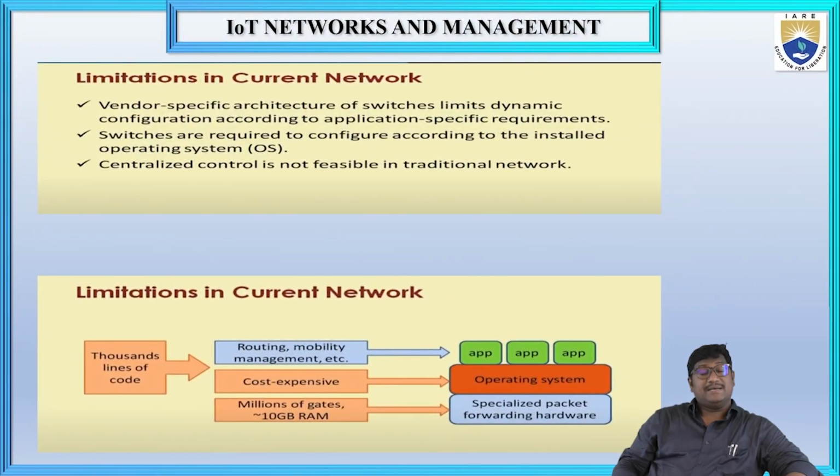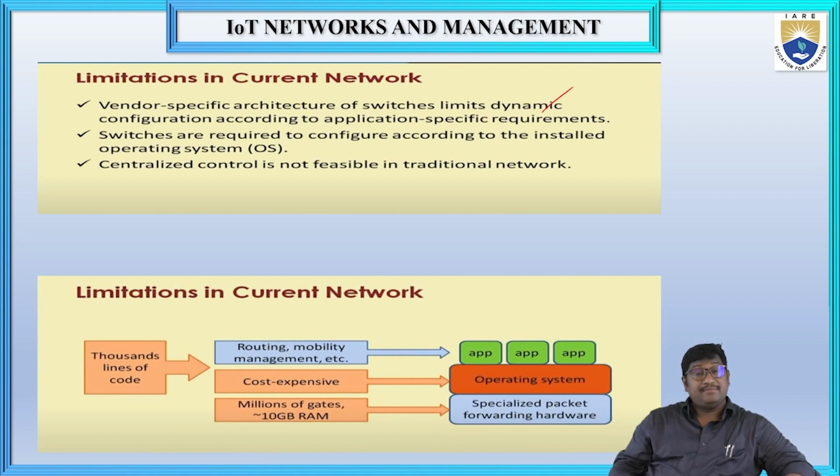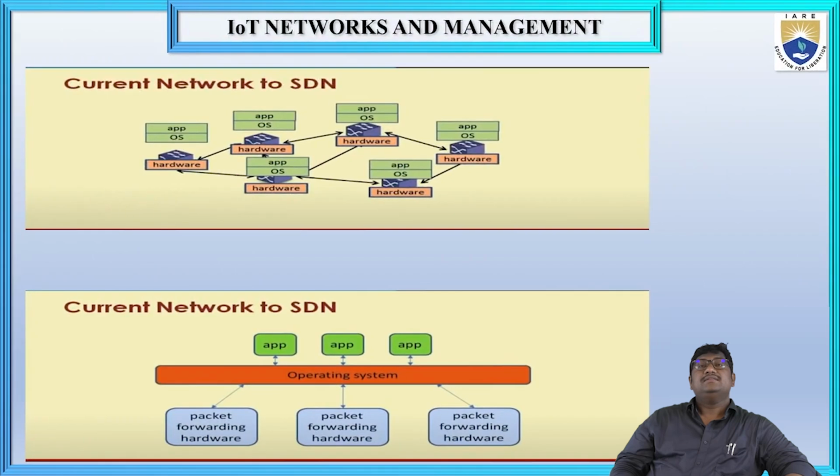What are the limitations of this particular current network? Here, the vendor-specific architecture of switches limits dynamic configuration according to application-specific requirements. Whatever switches we are using, we need to configure according to the installed operating system. And centralized control is not feasible in a traditional network. And there are thousands of lines of code related to the mobility of certain apps, which is cost expensive in the operating system. And also there are millions of gateways which are going to show the special packet towards the hardware system. And this is how the current network led to SDN, software defined network.